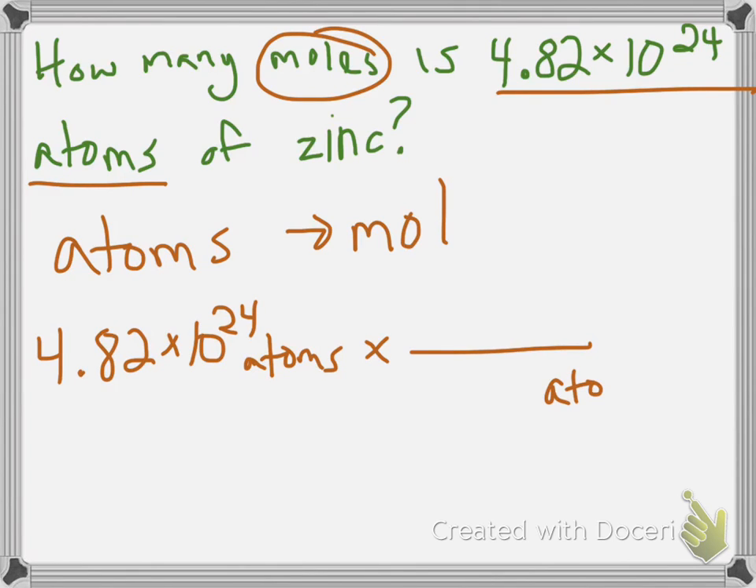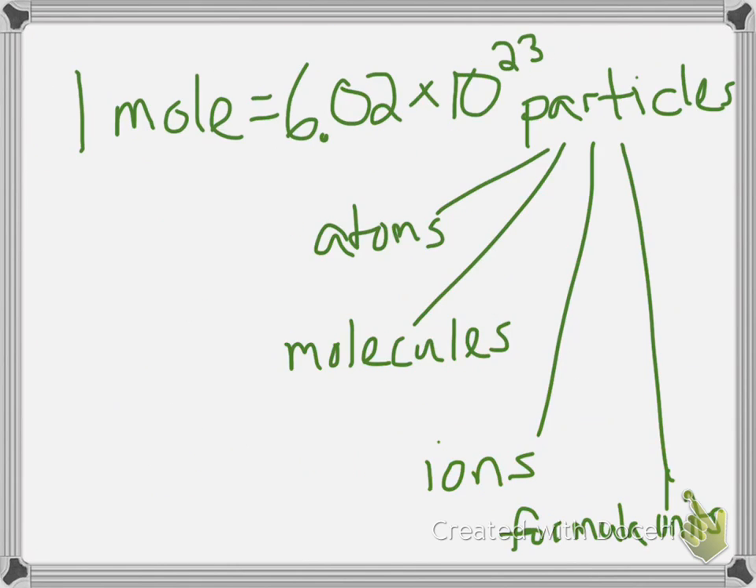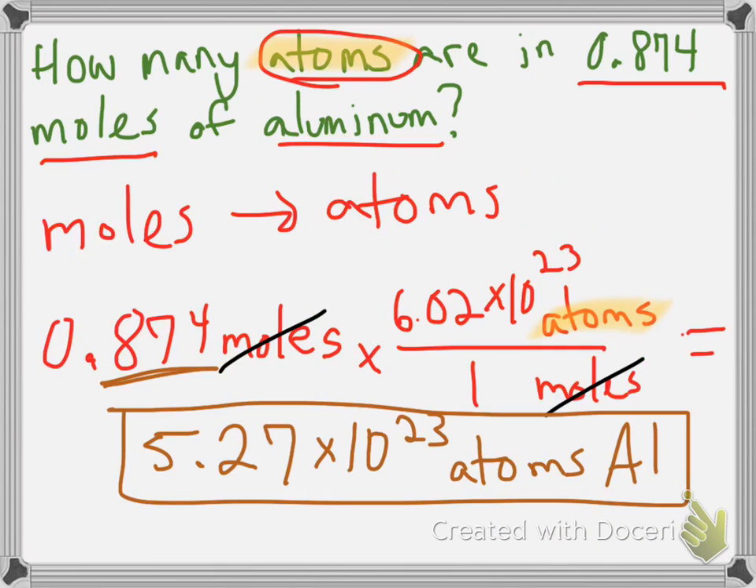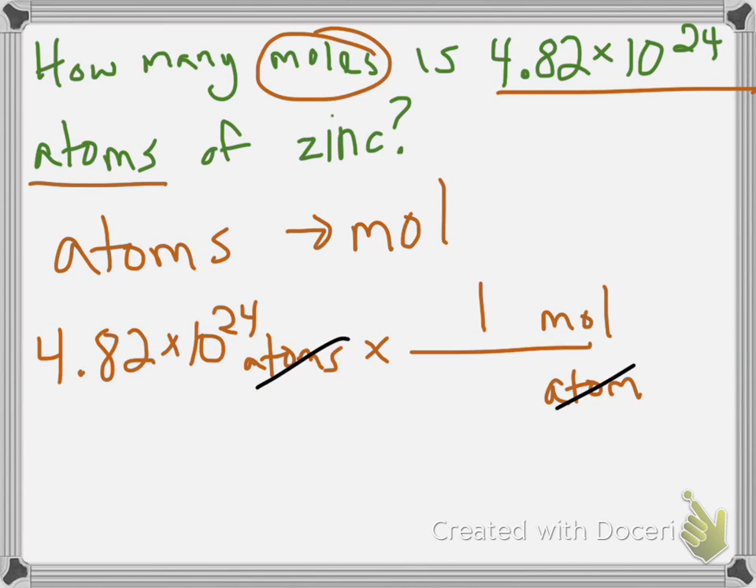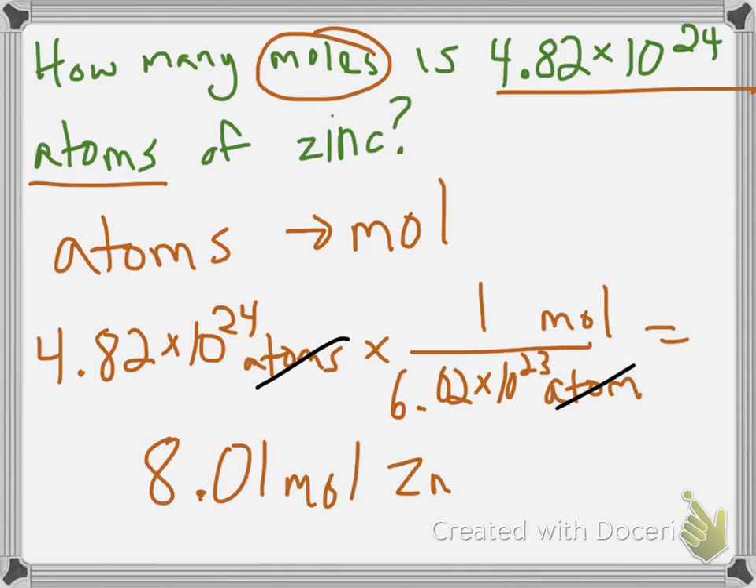So I'm trying to get rid of my unit atoms, so that will go on the bottom, so that way atoms cancels out, and I am converting it into moles. So mole will go on top. I look back at my conversion factor, and I know that 1 mole equals 6.02 times 10 to the 23rd atoms. So I will have 1 mole equals 6.02 times 10 to the 23rd. So now instead of multiplying by 6.02 times 10 to the 23rd, that number is in the denominator, so I'm going to divide by that number. And this time I'm left with the unit mole, and so I have mole zinc as my answer.